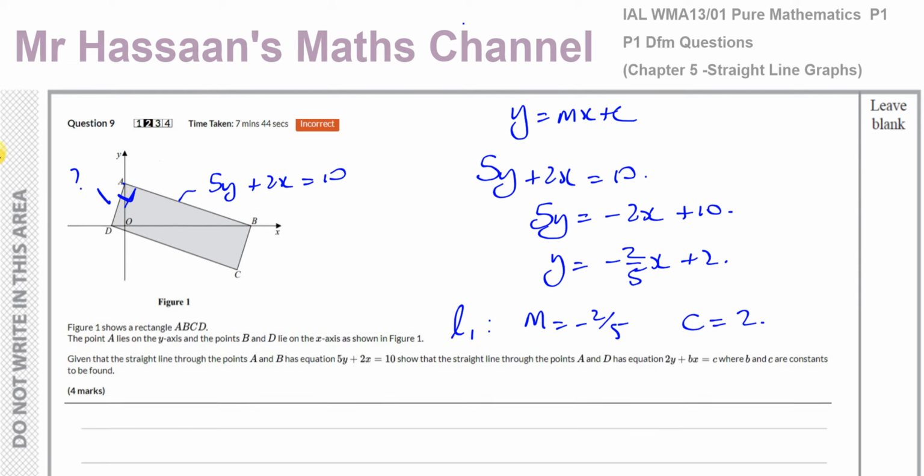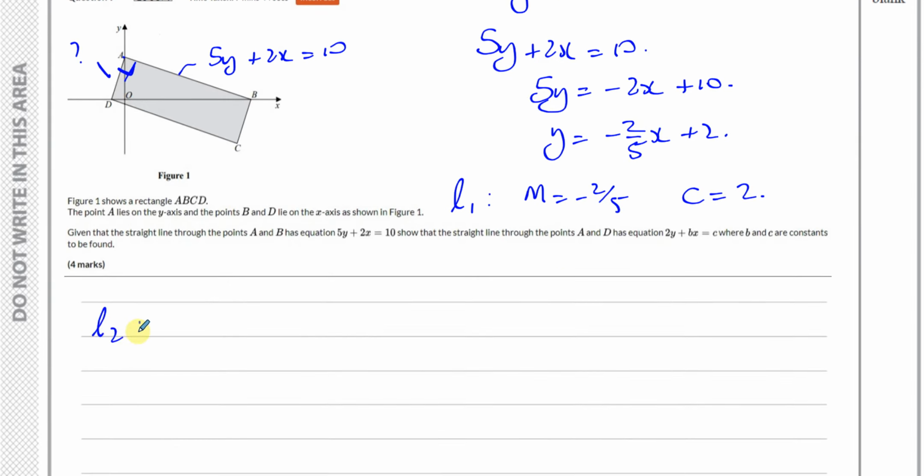And for line 2, we can say that the gradient is equal to the negative reciprocal, which is going to be 5 over 2. And we can say that the y-intercept is going to be 2 as well, because they both intersect on the y-axis. So this goes through the y-axis at 2, and so does this. So therefore, I can find the equation of line 2 very easily. It's going to be y equals 5 over 2 x plus 2. That's y equals mx plus c.